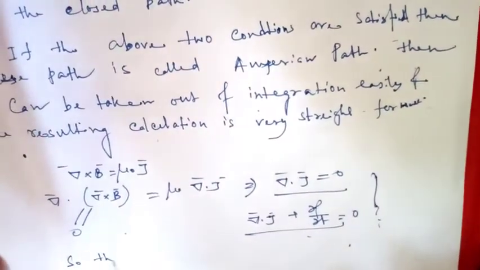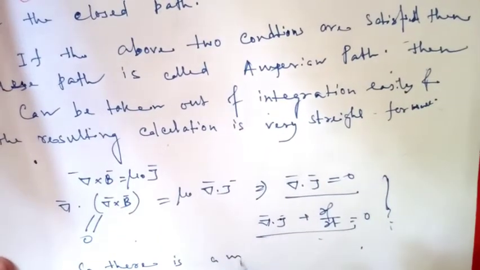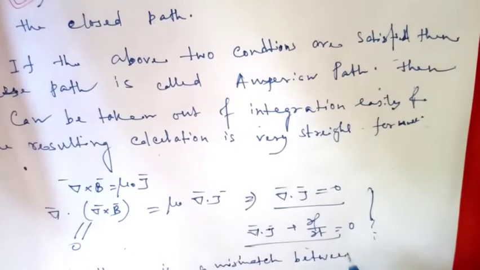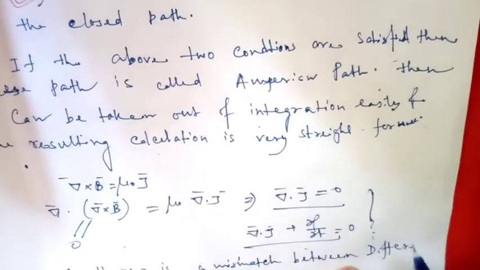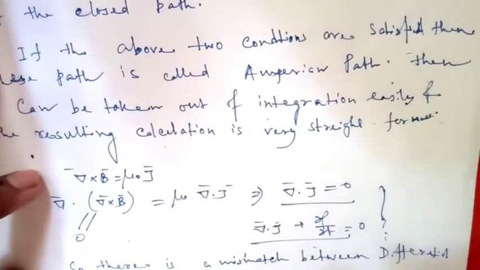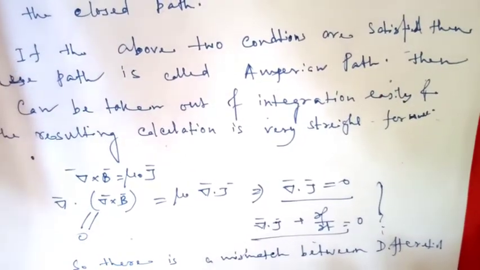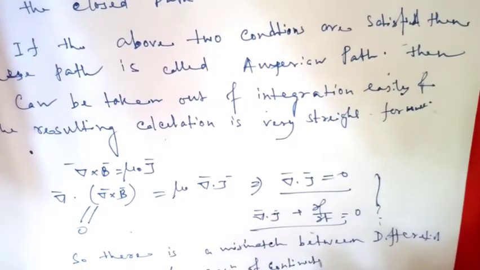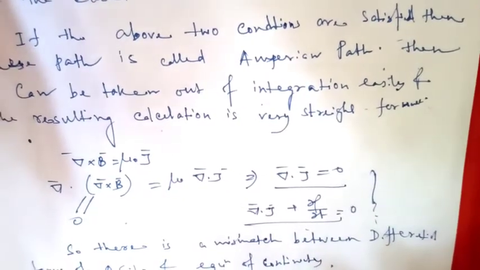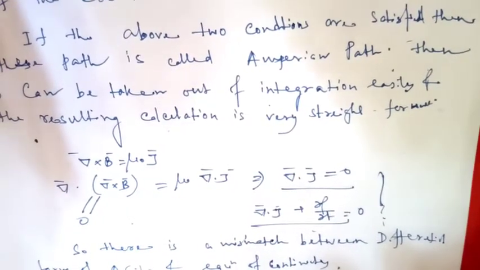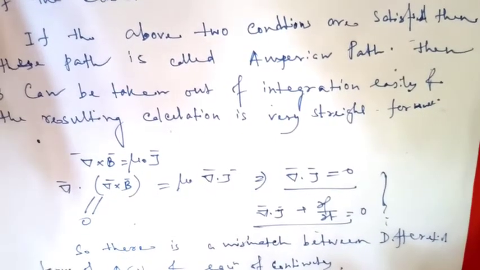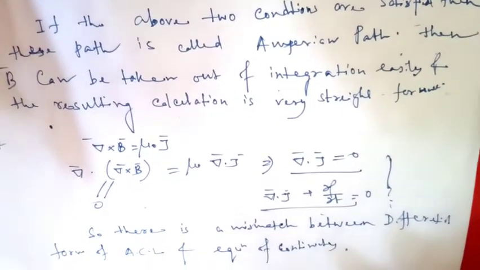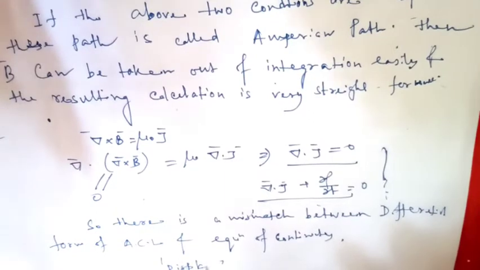So there is a mismatch between the differential form of ACL and the equation of continuity. Clear? To remove this discrepancy, Maxwell introduced another special term, displacement current density. All of you will learn in the EM theory chapter. Just remember this term, displacement current density.